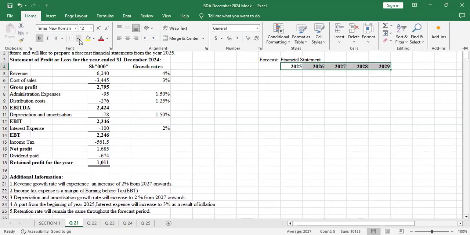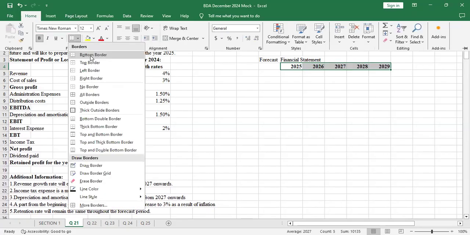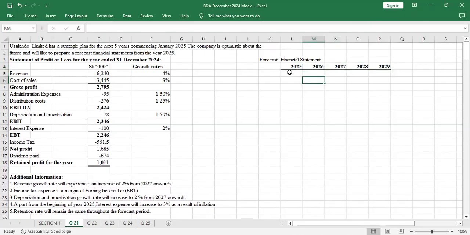So I'll create the bottom border for that. Sorry, I'll go to home, then create the bottom border. And the shillings are in thousands. Sorry, not yet copied. So I'll copy this twice. Then I can now drag. Yeah, so the shillings were in thousands.